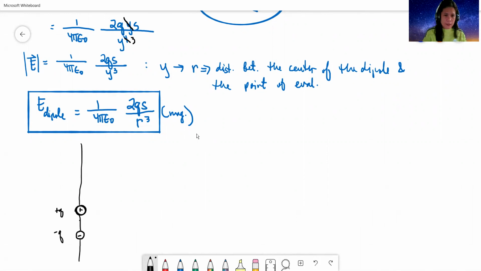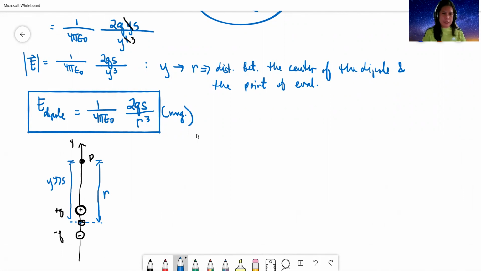Ayan, this is the center of mass of the dipole. So is Y. So if this is point P, then the R is from the center of the dipole to the point of evaluation. So this is the R that you will be using, where Y here, let's say Y, from here to the center, Y is much greater than S.